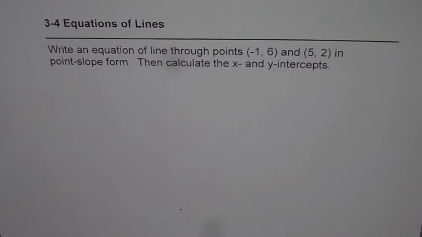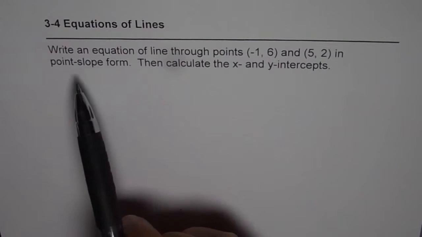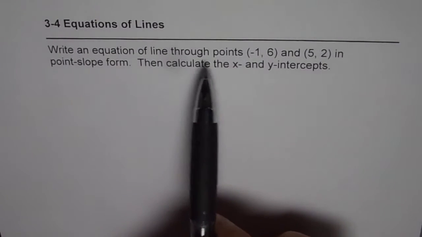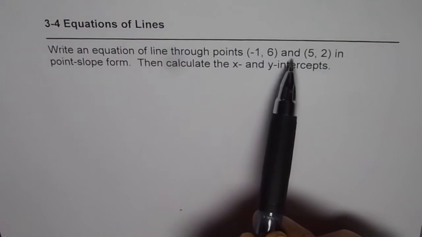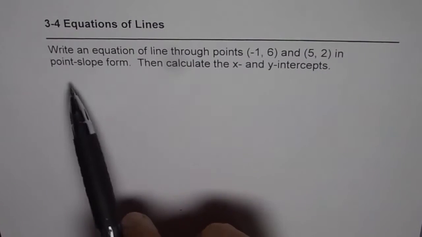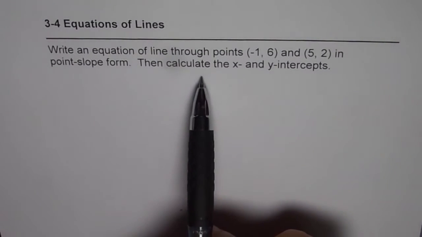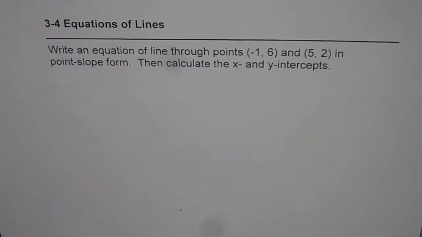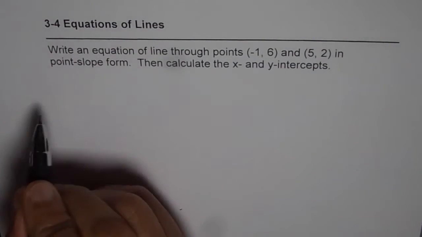I'm Anil Kumar, and here is an interesting question on linear equations. The question is, write an equation of a line through points (-1, 6) and (5, 2) in point slope form. Then calculate x and y intercepts. So let's begin with developing an equation in point slope form.